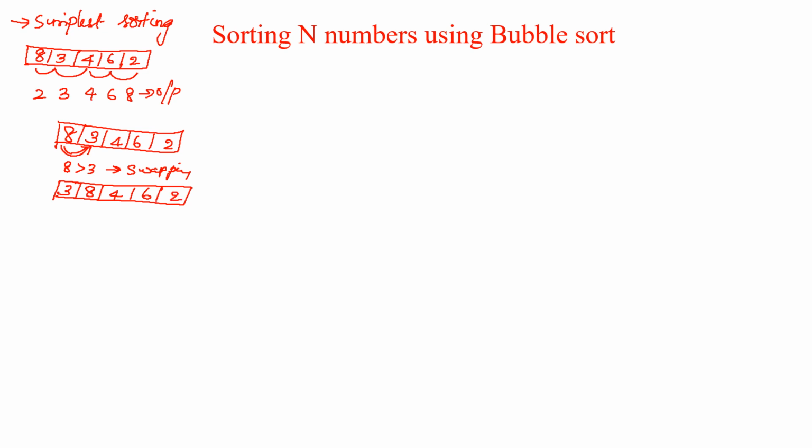The first two elements are compared. Next it compares the next two elements. So here it compares whether 8 is greater than 4. Yes, 8 is greater than 4. So what will happen now? Now there will be again swapping. So 3, the next element 4 will come here, 8 will go to the next side, 6, 2.